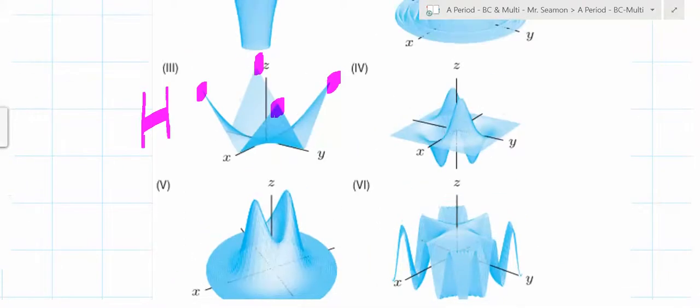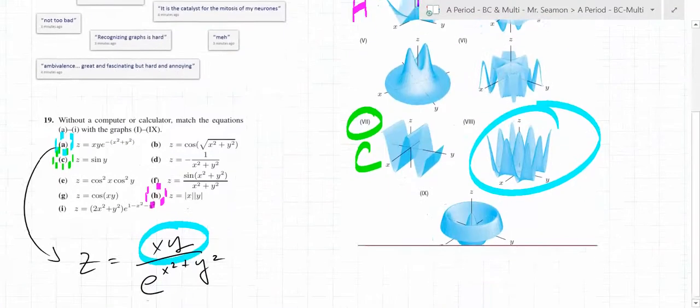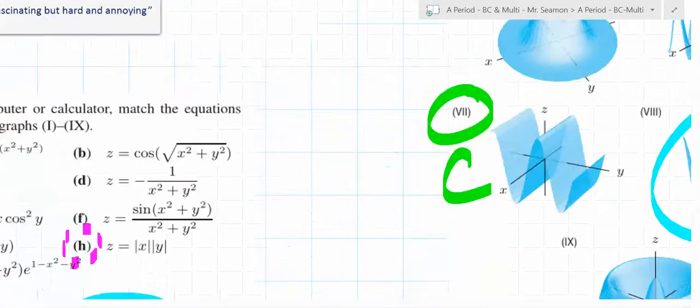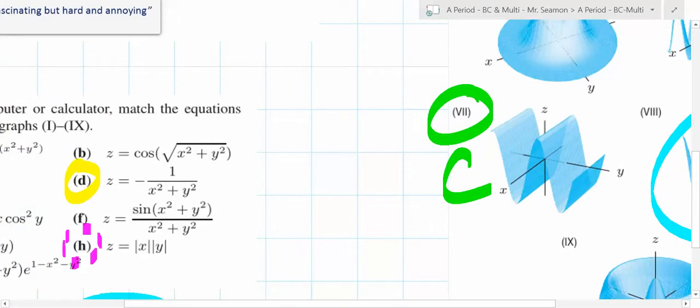So hold on, let me get this down. So we know that this one, 4, correlates to which one? A, right? Yeah. Okay, good. We're cruising along here. Nice. Okay, so let's call this one D, the yellow one.